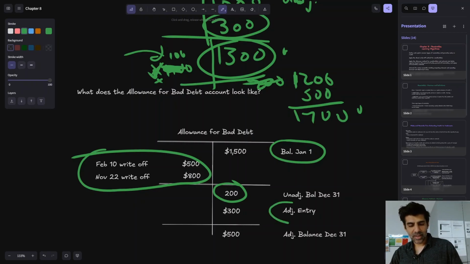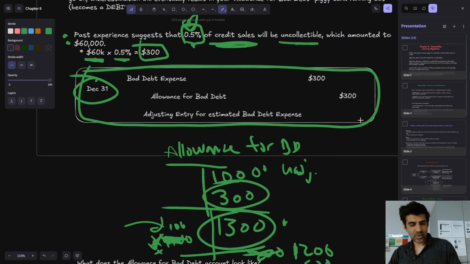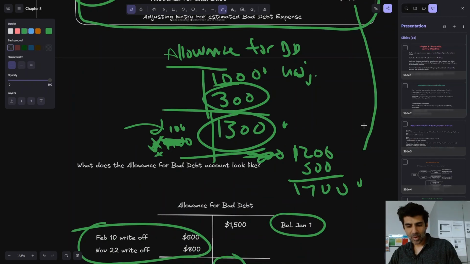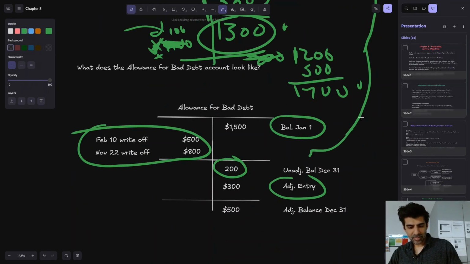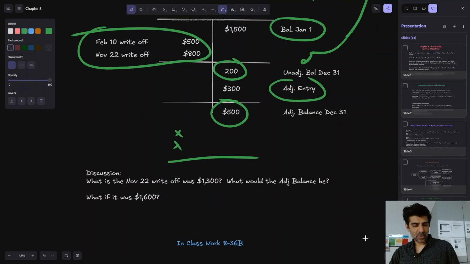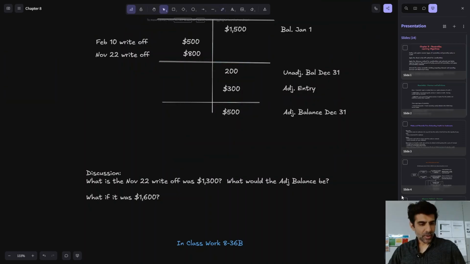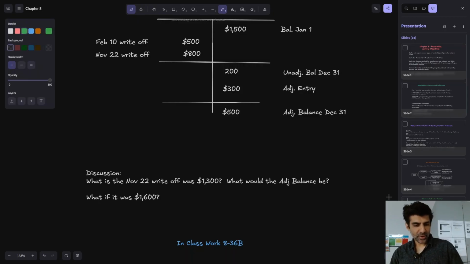We then have the adjusting entry, right? We have this adjusting entry here that's adding some balance to our piggy bank, and this is our adjusted balance at the end of the year. And then, of course, we'll have some more write-offs, we'll have some new balance, we'll do another adjusting entry, and it'll just keep rolling. Let's change one thing, though. If this November 22nd write-off was 1,300, we change this to 1,300. What is the unadjusted balance going to be now?